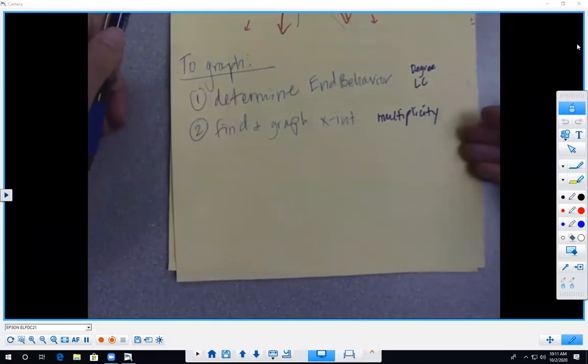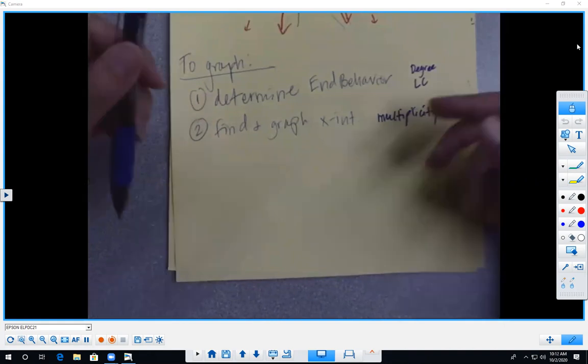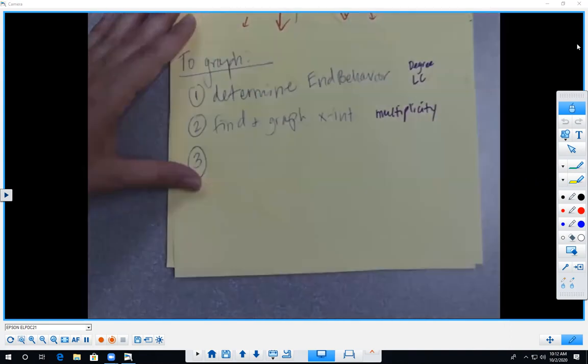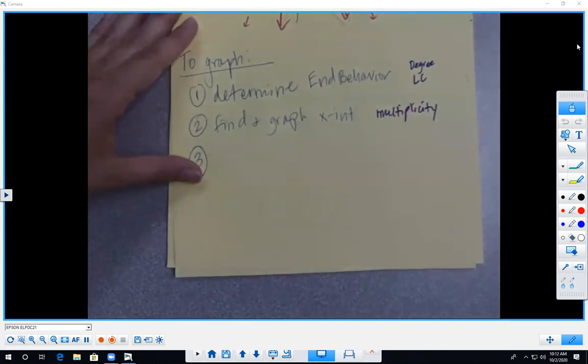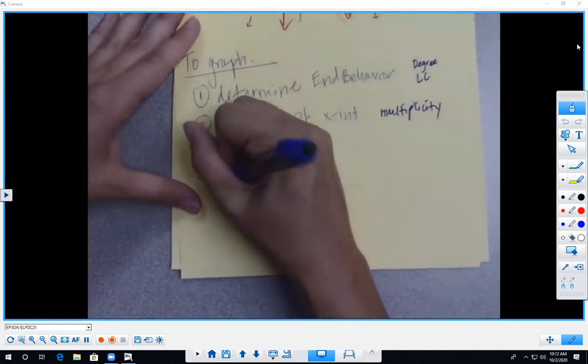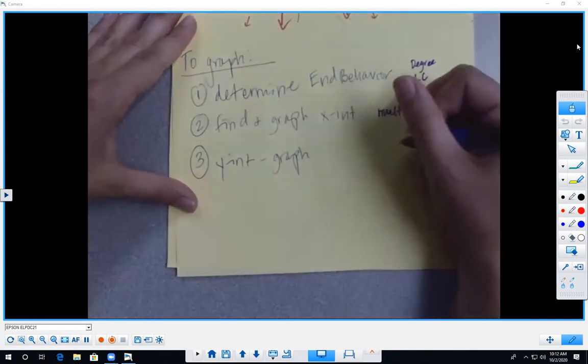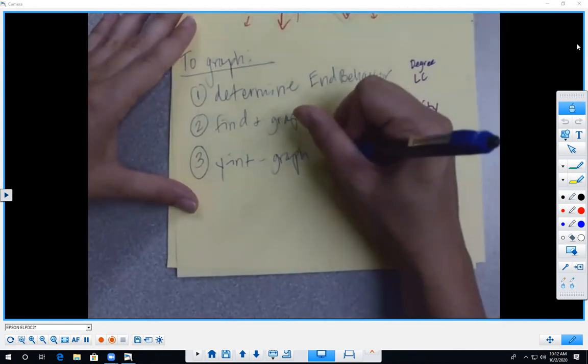Sometimes that is enough to graph a function. Sometimes we need a few more points. Some ways to get another point. What's an easy point to find from your equation? Yeah, y-intercept is really easy to find. Why is the y-intercept easy to find? How do you find it? Yeah, plug in 0 for x.